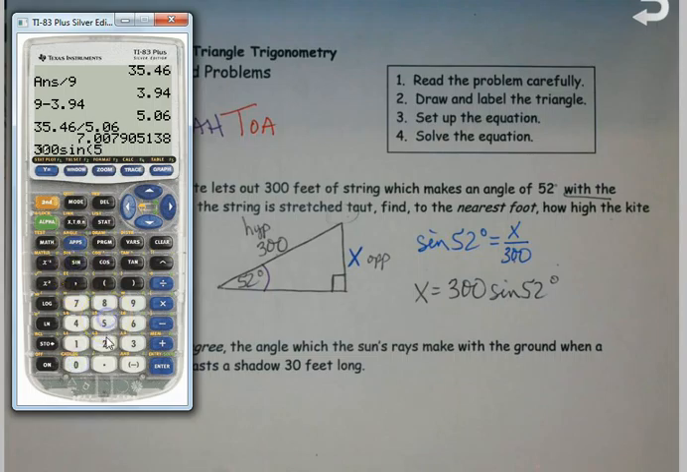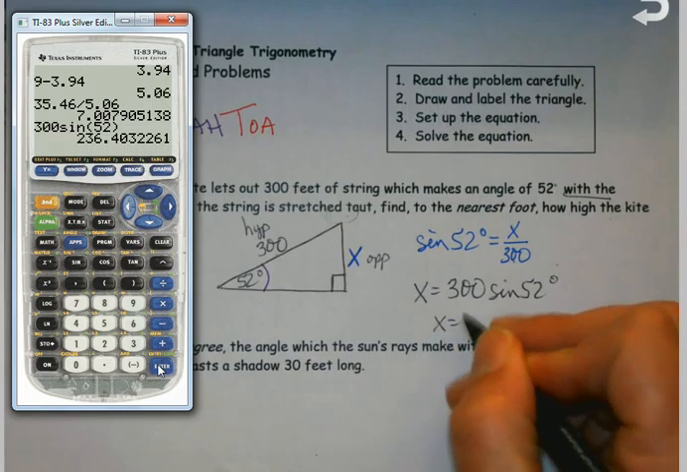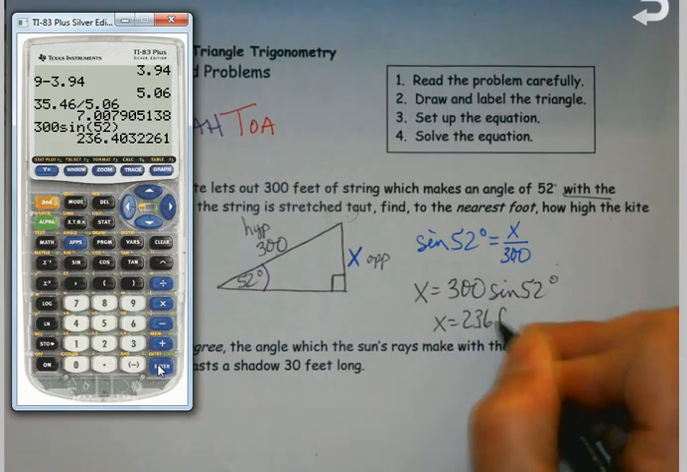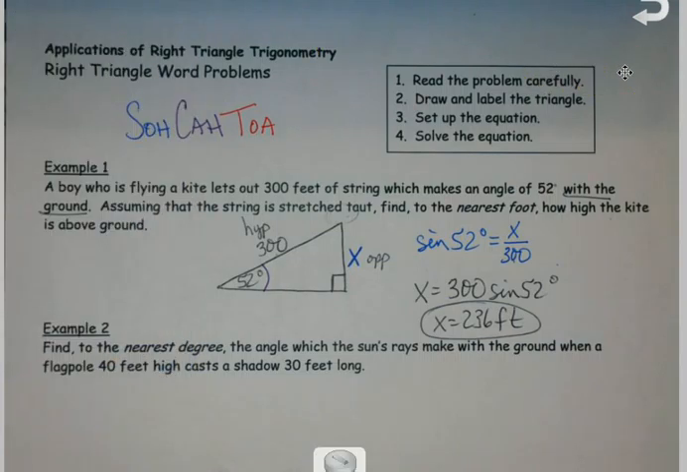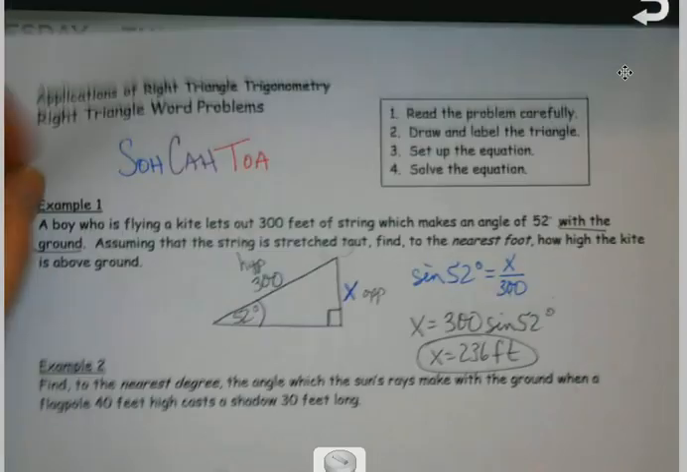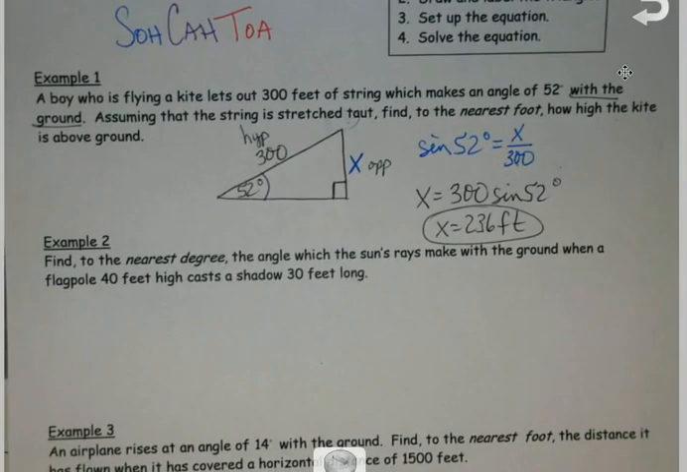So I can get out of there now. 300 times the sine of 52. And it says to the nearest foot. So in this case, that would be 236, because 0.4 will not round up. And that's how these set up. So the expressions aren't that quick. It's more drawing the picture and just getting used to what you're going to be trying to solve.